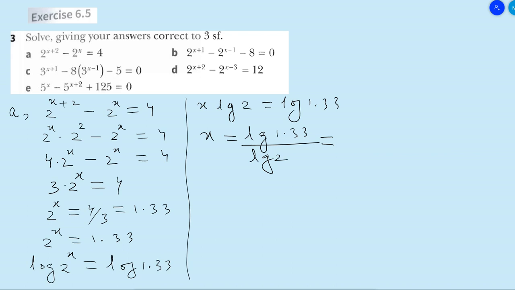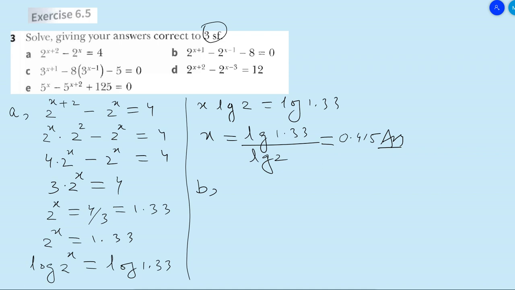Answer is 0.415. The requirement is to write the answer in 3 significant figures. So this is the answer of part A. But if your answer is slightly different, like 0.415 and you get 0.411, no matter. Slightly means very, very slightly. I am not saying that if the correct answer is 0.415 and your answer is 0.514, you will not get a wrong answer. So slightly different means very slightly.